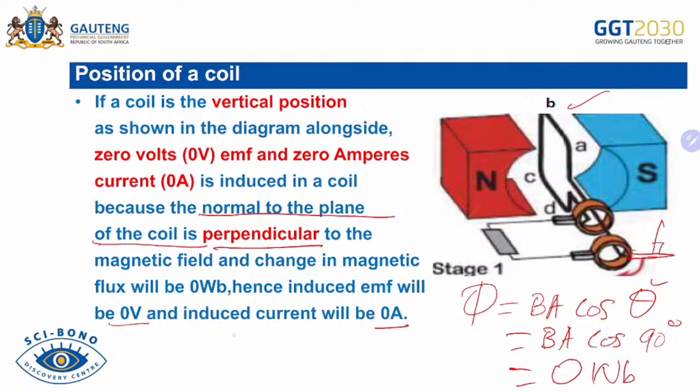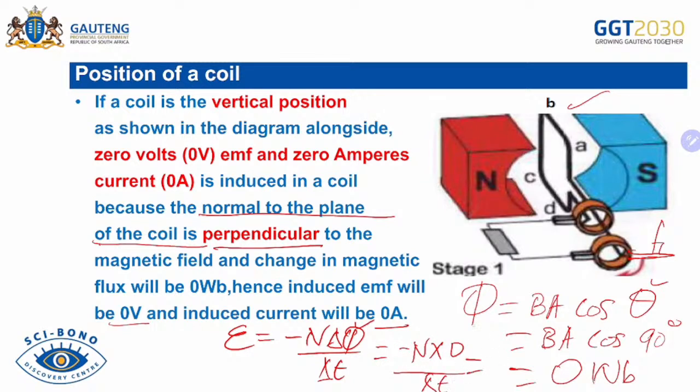So if this is 0, according to this equation, E equals negative N change in phi over change in t. If this is 0, this is negative N times 0 over change in t. It means that your V will be 0 volts. So you should know that if the coil is in the vertical position, 0 EMF is induced or 0 current is induced.